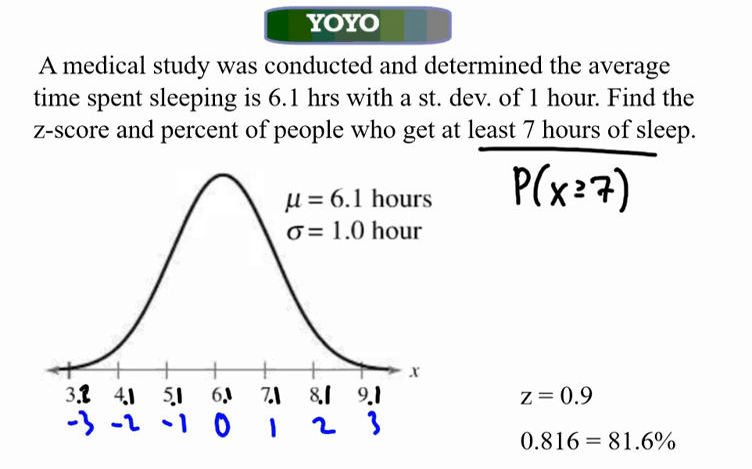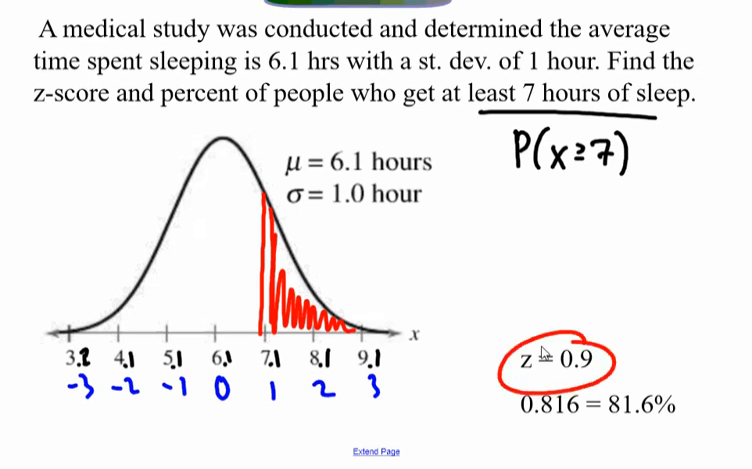We want to be at 7. 7 is going to be just less than 1 because 1 standard deviation corresponds to 7.1, so we're right in here. We want at least, so this is the picture that we're looking at. Z-score is 0.9. Turns out to be about an 81.6% that we're going to get at least 7 hours of sleep. That doesn't seem right here.